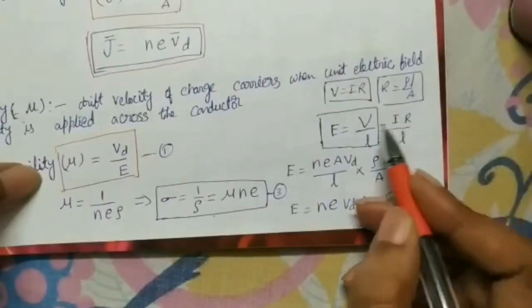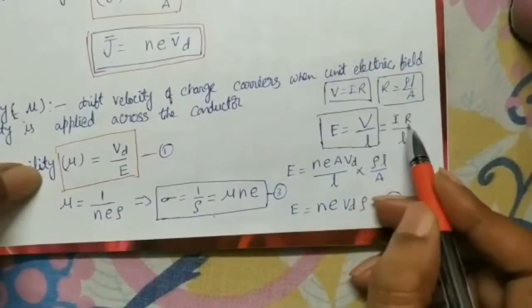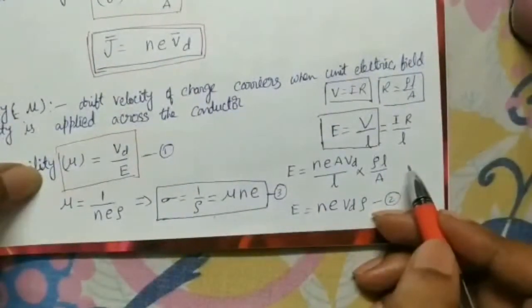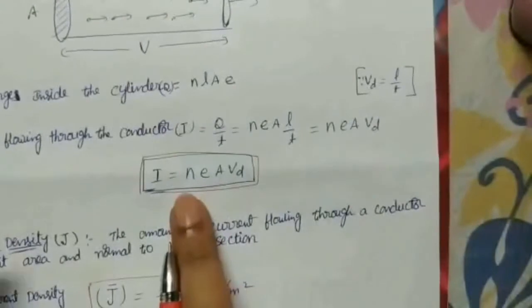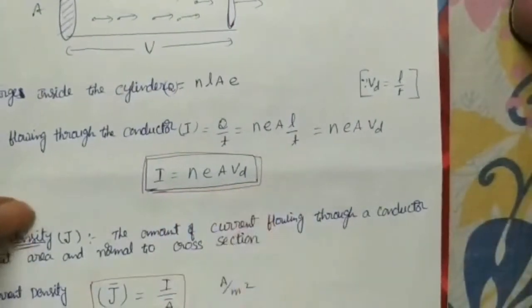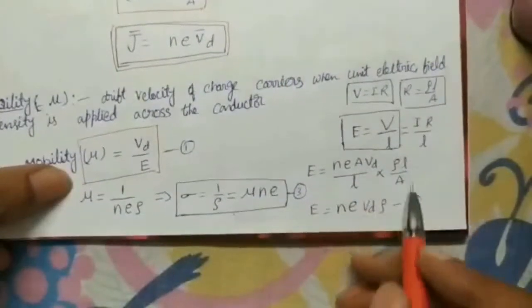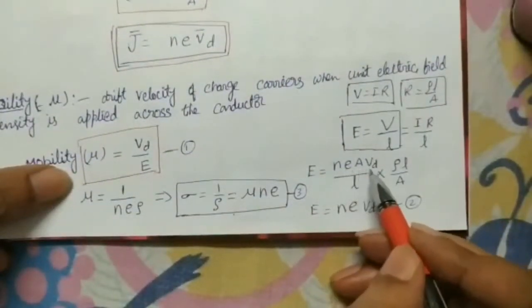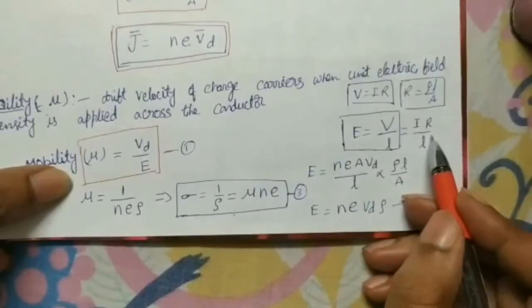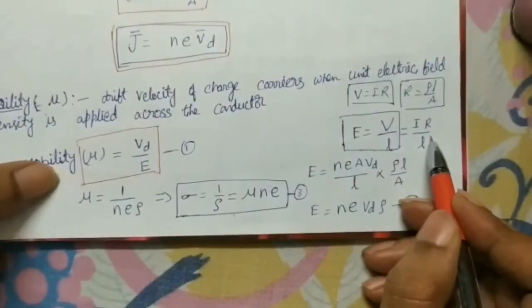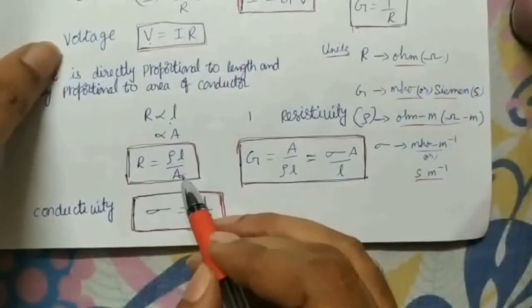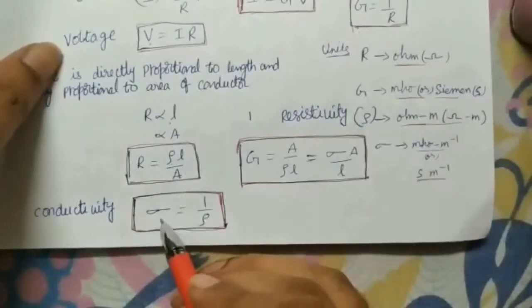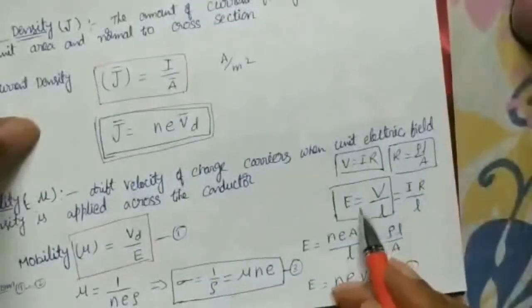So that formula we are using here: E = V by L. V = IR according to Ohm's law, which we just discussed. So here for I we use the drift velocity formula, I = N e A v_d, and substitute it, multiplied by R. R is nothing but resistance. Using Ohm's law, the resistance formula is R = rho L by A, or otherwise we can write rho as 1 by sigma. That formula we are using here.